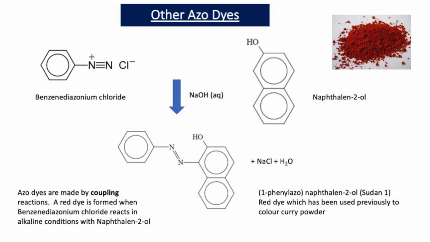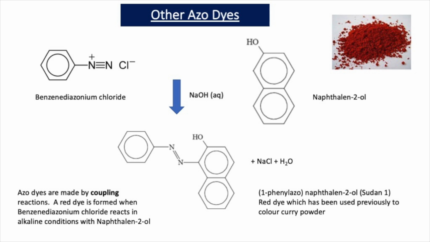Now here's another example of an azo dye formed when benzene diazonium chloride reacts with a phenol. Now in this case, it's a phenol that has 2 benzene rings in it, and it's called naphthalene 2-ol. So if we react naphthalene 2-ol with benzene diazonium chloride in the presence of aqueous alkali such as NaOH, we form a red azo dye, and this is called 1-phenyl-azo-naphthalene 2-ol, and it's also called Sudan 1, and it's a red dye that used to be used to colour curry powder but is now banned in the UK.